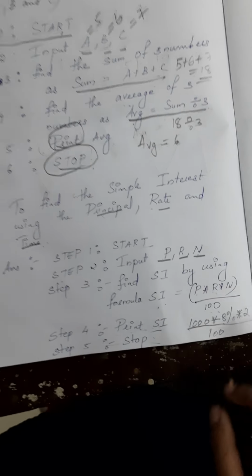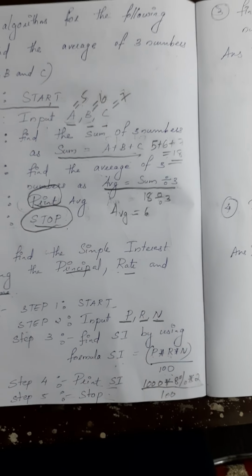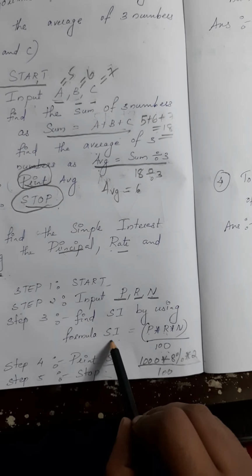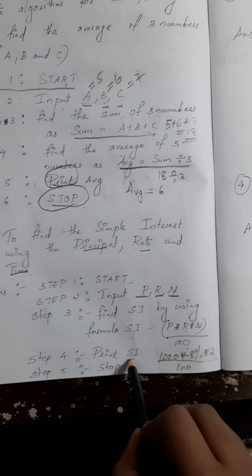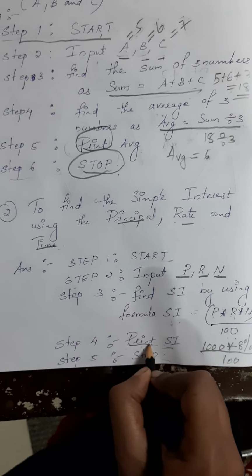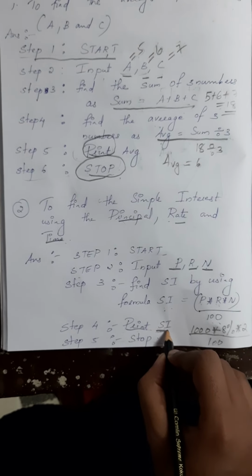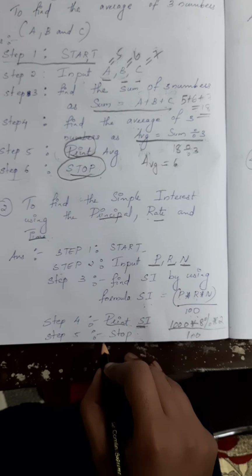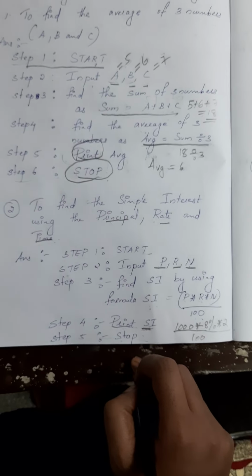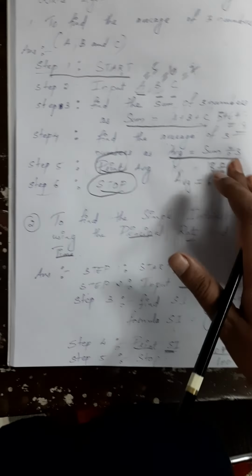Okay, this will be your formula for finding the simple interest, that is P into R into N divided by 100. And here I have given an example. After writing the formula for finding simple interest, we need to get the output for that particular algorithm. For that you use the word known as print. So print of SI, print simple interest. And after getting the output, your algorithm should end with the word known as stop. Okay, students, so this is your second algorithm to find the simple interest.